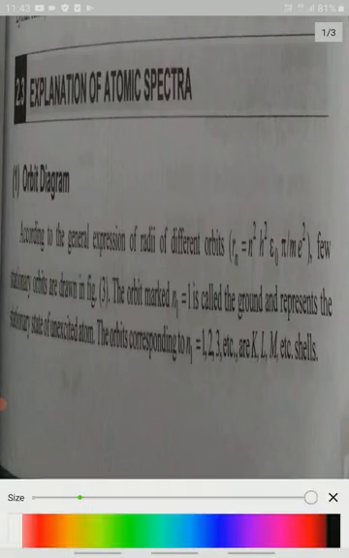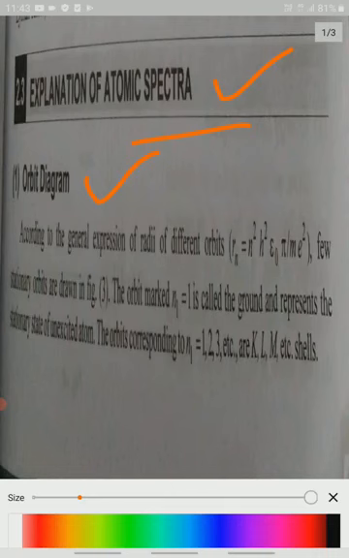Explanation of atomic spectra. Here we will also discuss the atomic spectra of the hydrogen atom very clearly. First, we'll discuss the orbit diagram of the hydrogen atom.